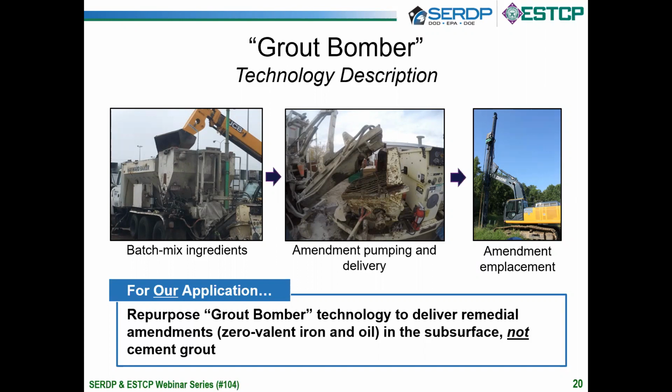Aggregate, cement powder and water are batch mixed in the Elkin mixer, which is then delivered to a hopper and positive displacement pump. The mixture is then pumped through hosing to the top of the stitcher mast, and it's delivered to the subsurface once the desired depth is reached. For our application, the mandrel, or that cylindrical rod that is attached to the stitcher mast, is 3.5 inches in diameter and 40 feet in length. So the important point here is that our goal is to create our own amendment grout, in this case using zero-valent iron, oil, as well as some sand, and to repurpose the bomber to deliver the amendment mixture.